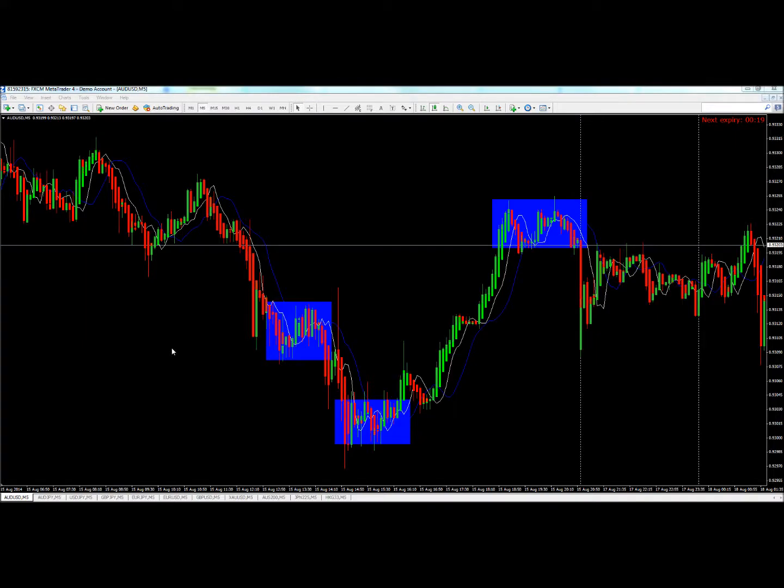What is congestion? Well, simply put, in my opinion, it's a sideways movement in the market. It's where the price can't decide which direction to go. It just goes sideways. As you can see here on the blue boxes I have highlighted, you can clearly see that the market is going sideways, right? This way, and at the bottom here and at the top here.